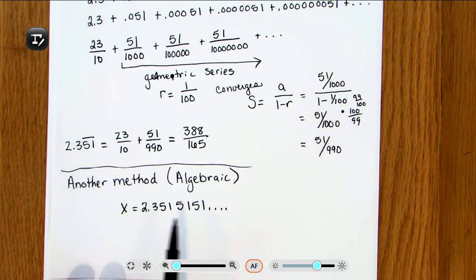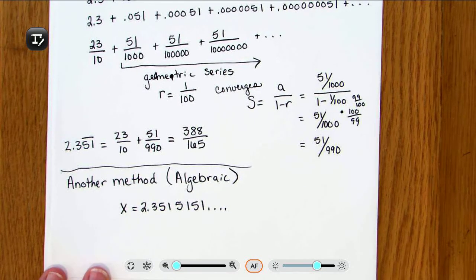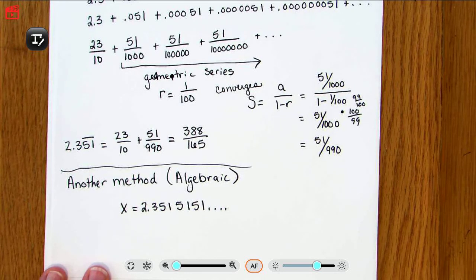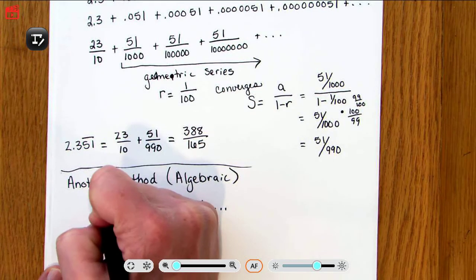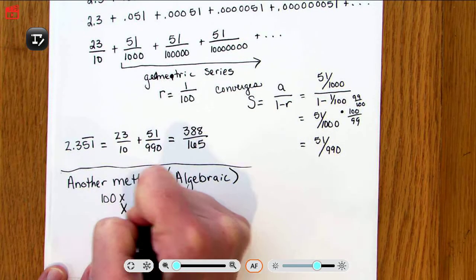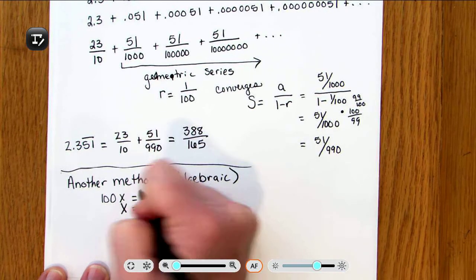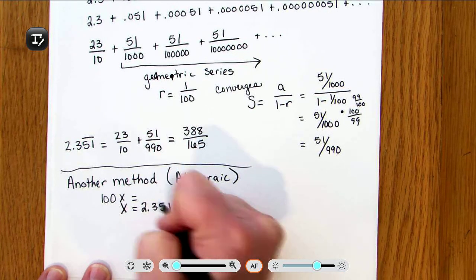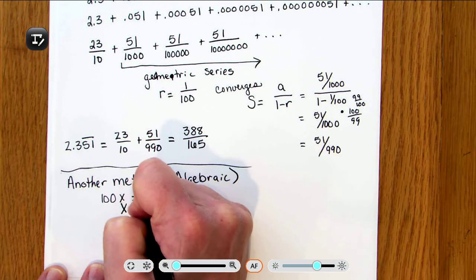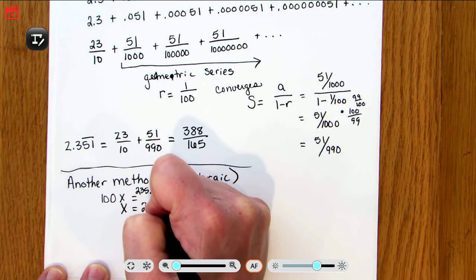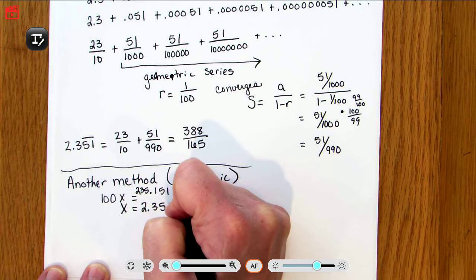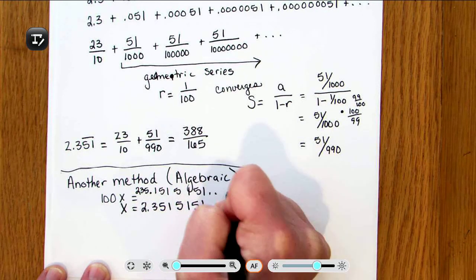And I have 2 digits that repeat. So what I'm going to do is multiply it by 100. The number of zeros is going to match the number of digits that repeat. And I'm going to put that above here because it's going to be bigger. So that's going to basically move my decimal twice. So I'll have 235.1515151 dot dot dot.